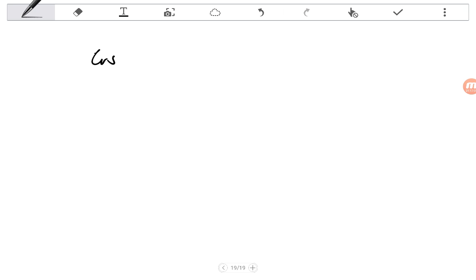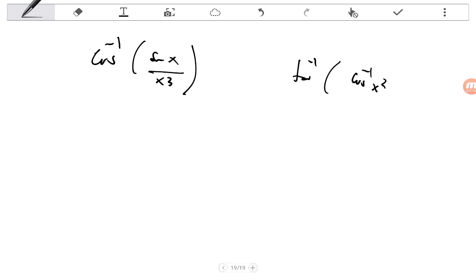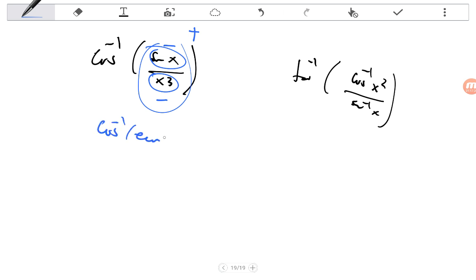Just little examples. If I have cosine inverse of sine x over x cubed, and tan inverse of cosine inverse x squared over sine inverse x, I need to find if these are odd or even functions. Now sine is odd. What about x cubed? Odd. Odd over odd is even, negative over negative is positive. So that is even. So now I have cosine inverse of even.